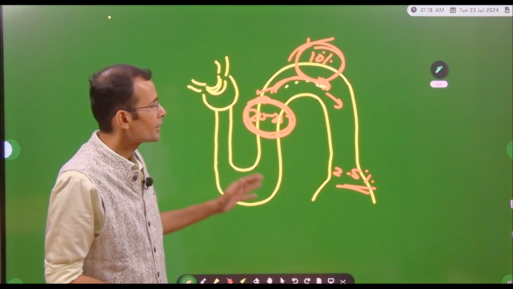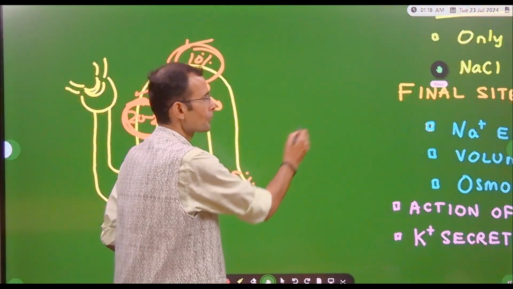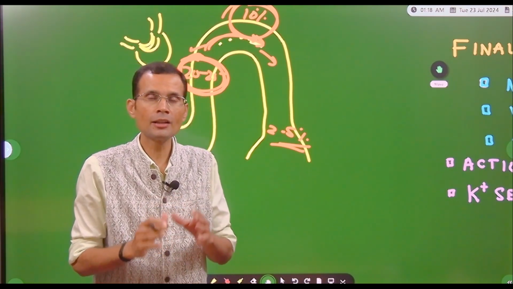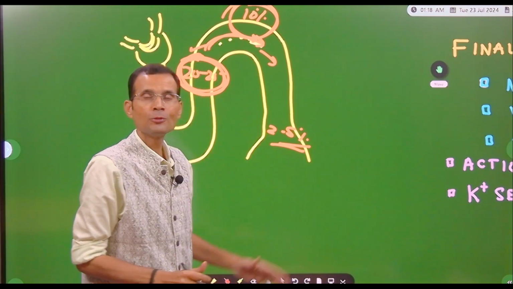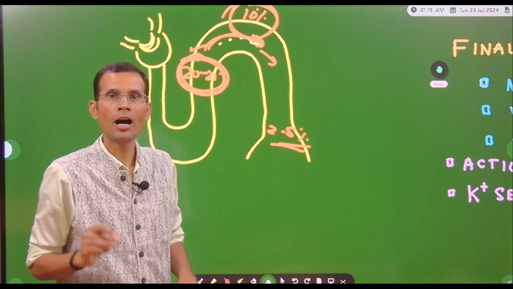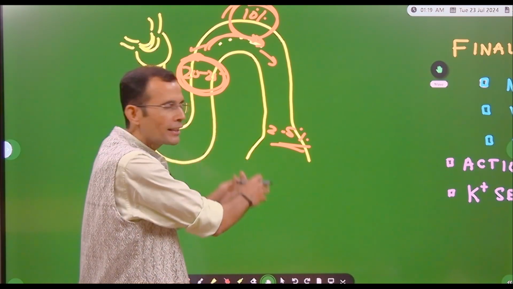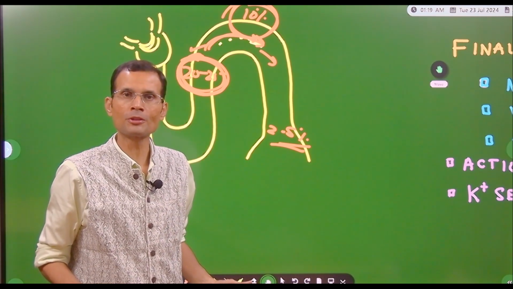But the potassium sparing diuretics, they are the final deciders of how much sodium will be finally excreted into the urine. How come? Because they are acting at the collecting duct, which is the final site for sodium chloride reabsorption.